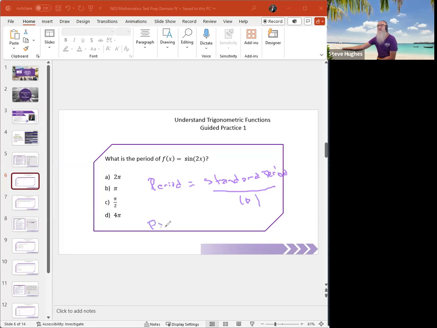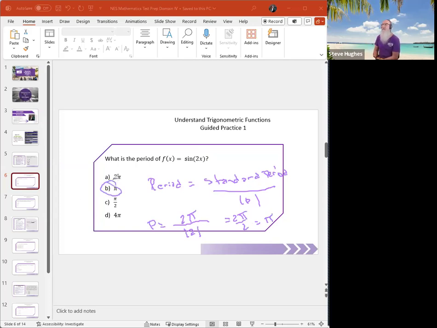All right, so in our case, the period equals, what's the standard period for sine? It's 2 pi, right? What's b? In this case, it's 2. So the absolute value of 2, which is 2 pi over 2, which is pi. And our correct answer is B.